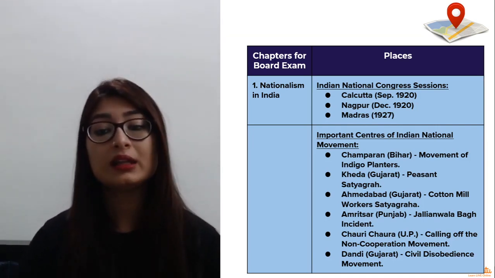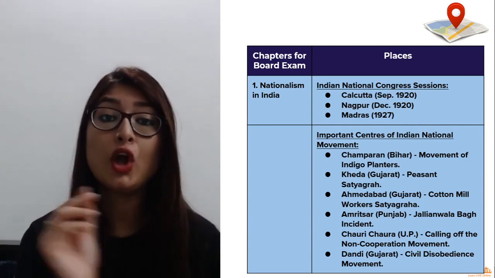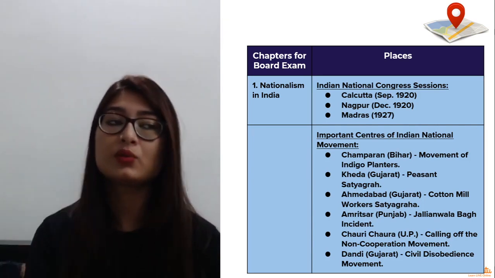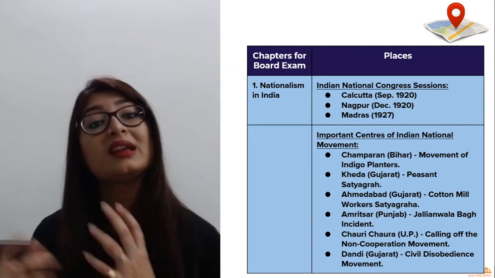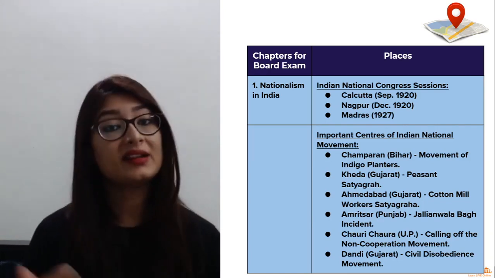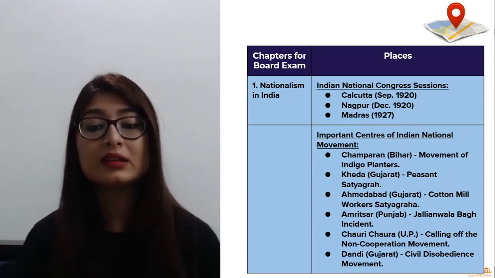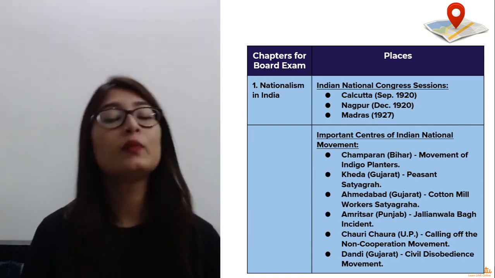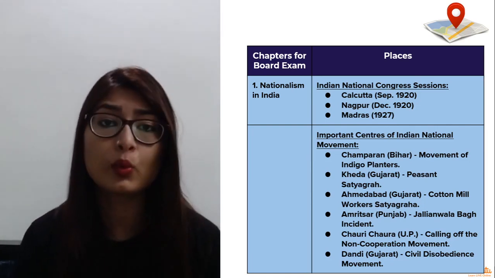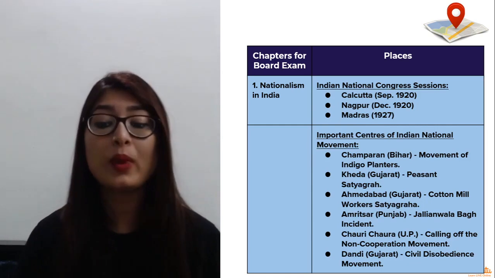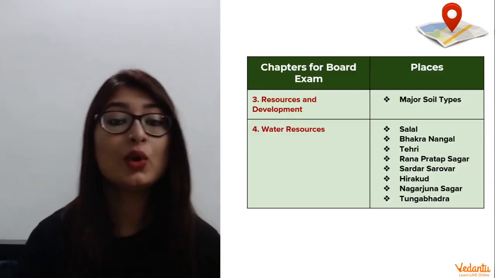Then Chauri Chaura in UP, where the calling off of the non-cooperation movement was done. It was not done there. It was done because of the incident that happened over there. That is what it is responsible for. And then the Dandi March, the launch of the civil disobedience movement, which makes Dandi very important. That's what we need to know next.